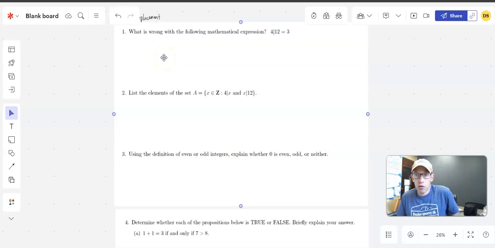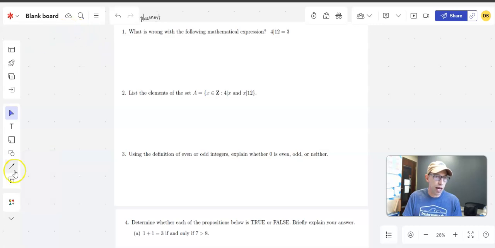All right, I'm going to go through these fairly quickly, but do remember you can always come to me for a much slower explanation if you'd like. I can give you similar examples, things like that. The first one here, what's wrong with this expression?